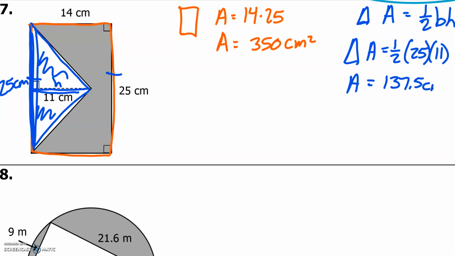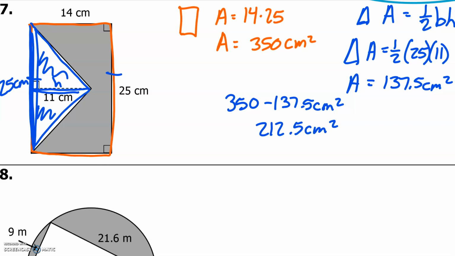137.5 centimeters squared. So our next step to find the shaded region, we're going to take 350, subtract 137.5 centimeters squared, and that's just going to give us the shaded region, which is going to be 212.5 centimeters squared.